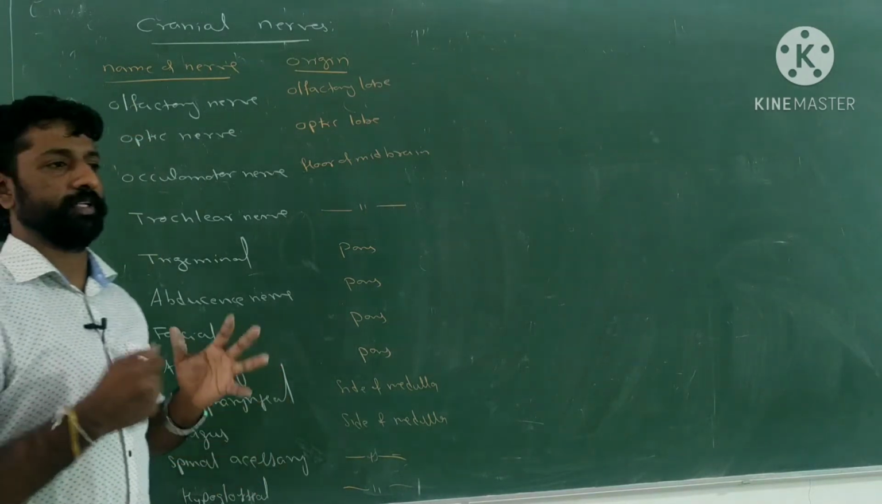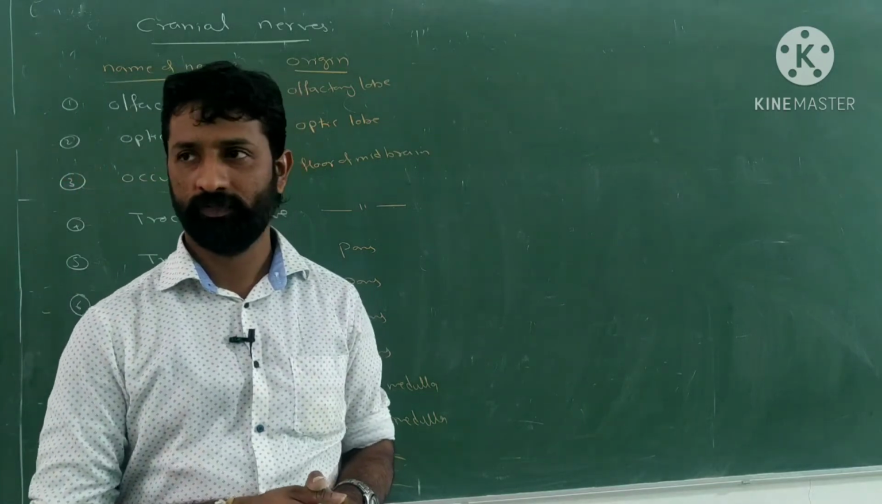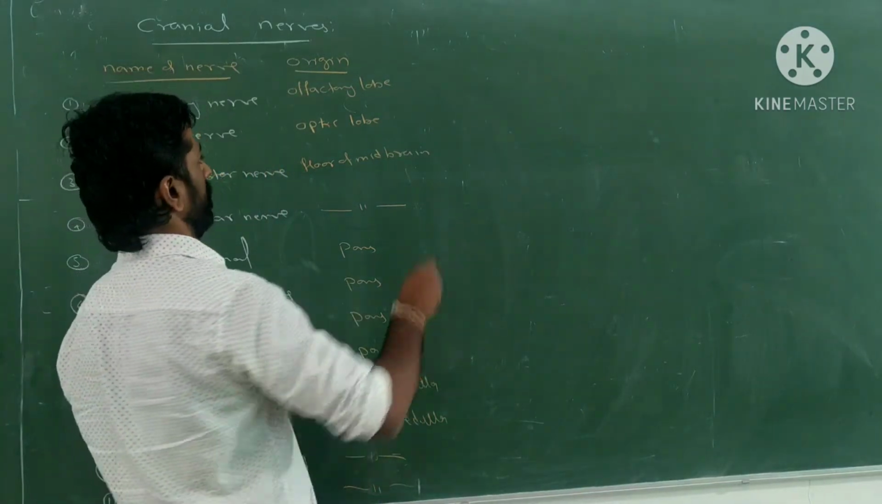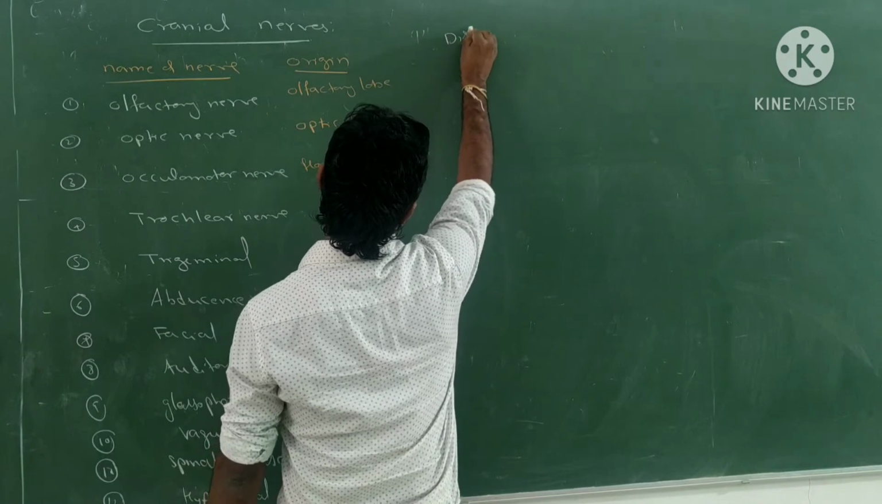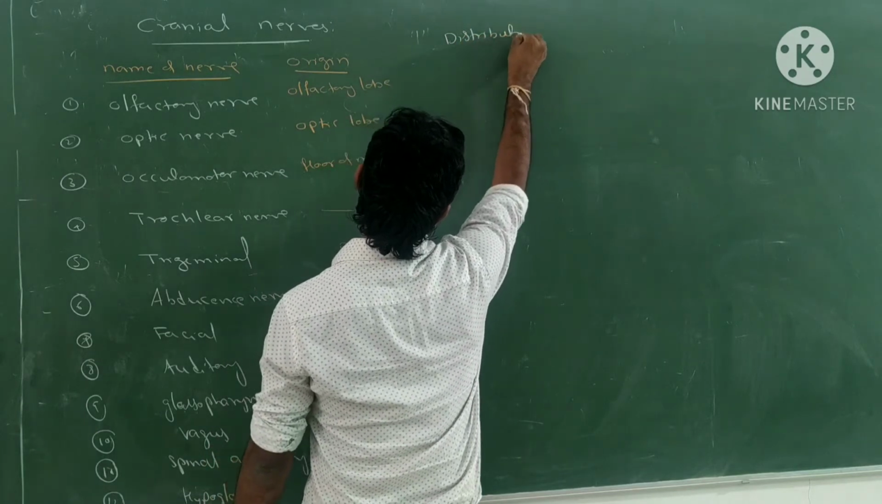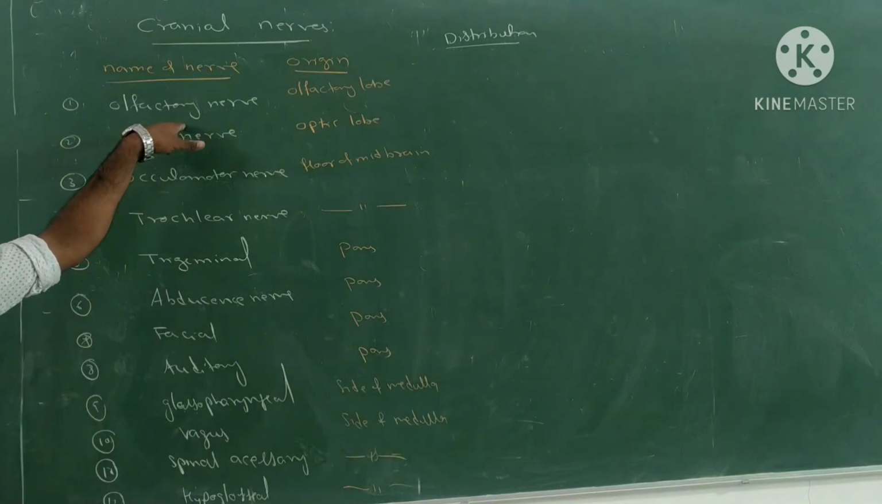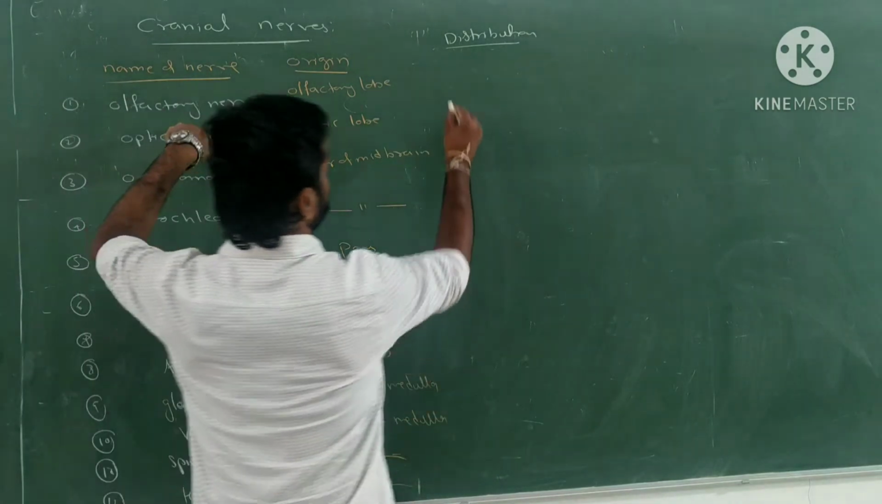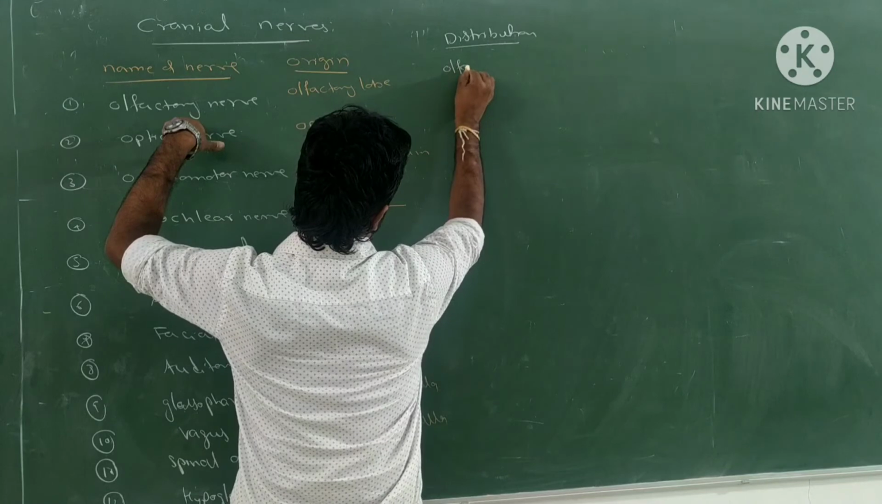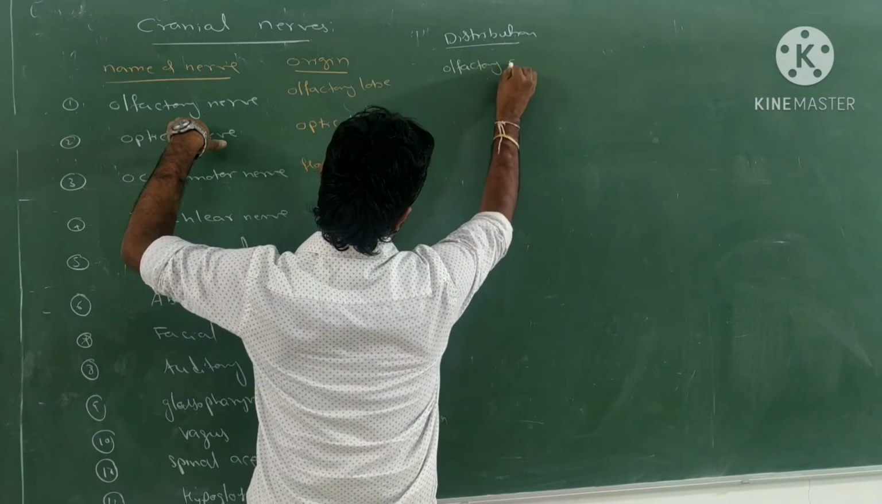Where are they present? What is their distribution? Where are they distributed? Next is regarding their distribution. What is the distribution of the olfactory nerve? It is distributed among the olfactory epithelium.